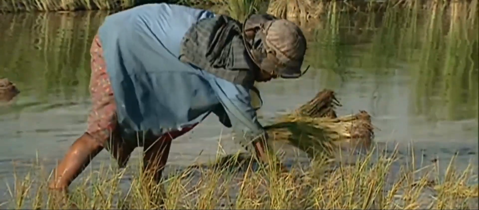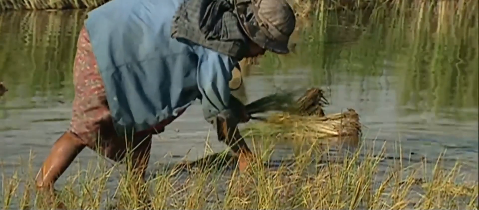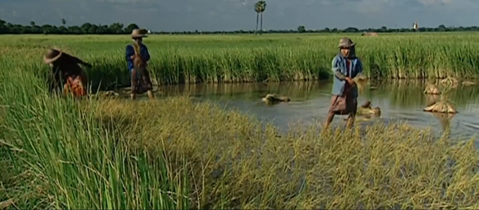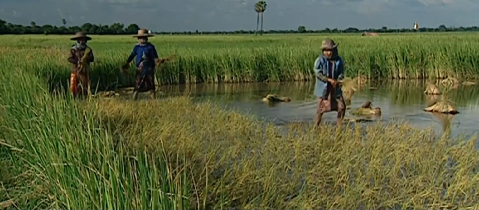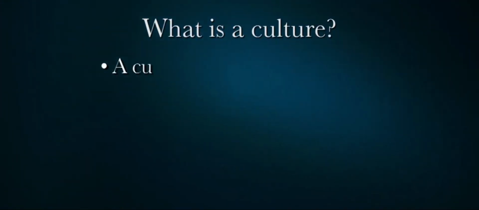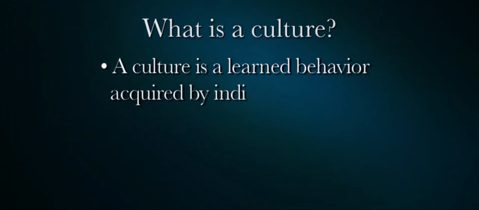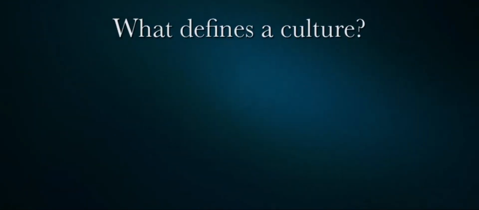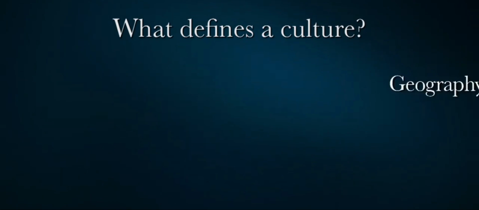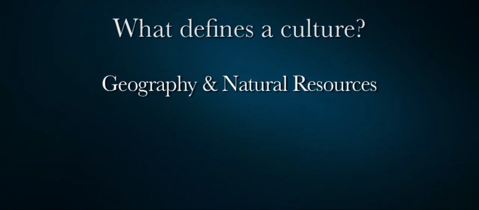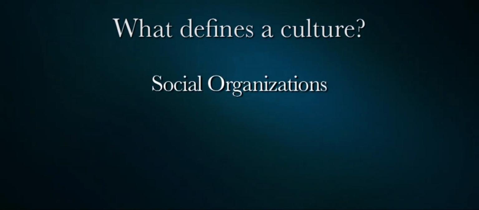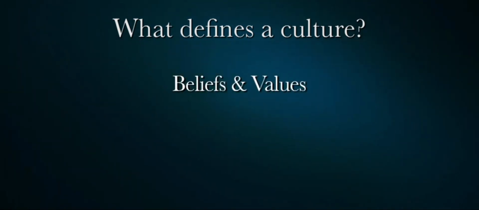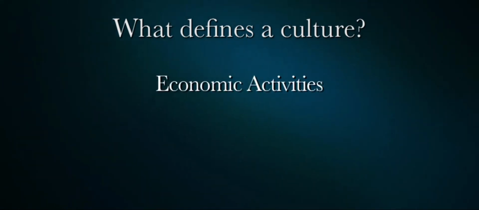Location, climate, and natural resources influence our choices, and they help us understand how to study a culture. What is a culture? A culture is a learned behavior acquired by individuals as members of a social group. There are several universal elements to examine that help us understand and define a culture, including geography and natural resources, social organizations, beliefs and values, and economic activities.